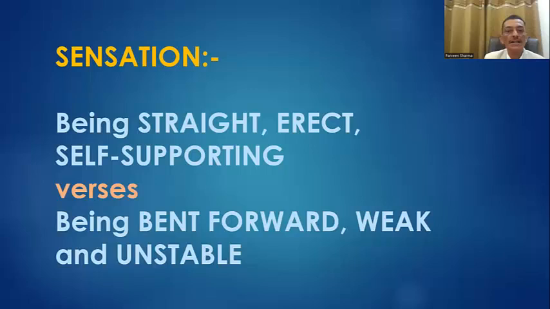Sensation: being straight, erect, self-supporting versus being bent forward, weak and unstable. So the conflict of Triticum is being straight and erect versus being bent forward. Because the stem of the wheat plant is very thin and weak, when the wheat crop is ripe or ready to ripen, it falls easily to the ground if rain comes.